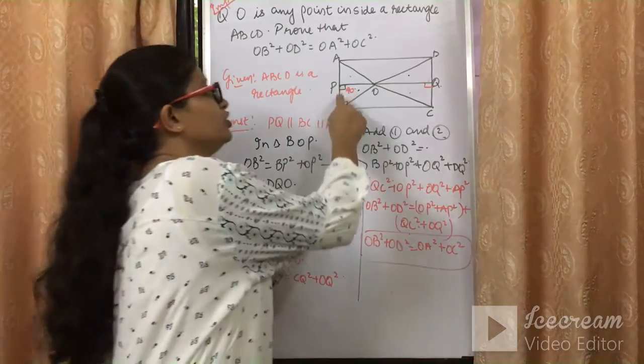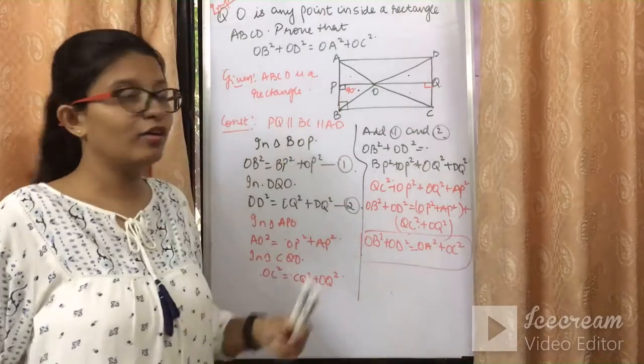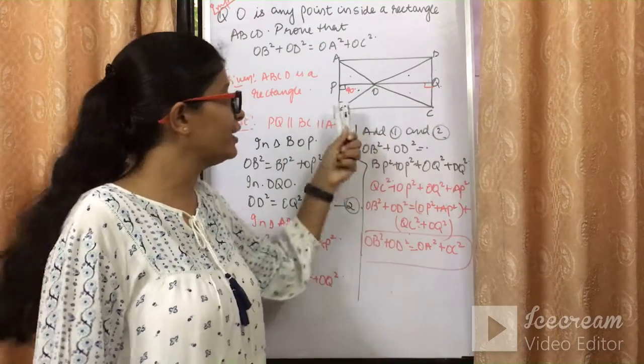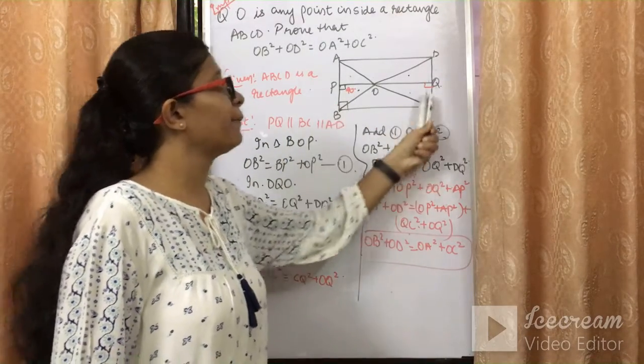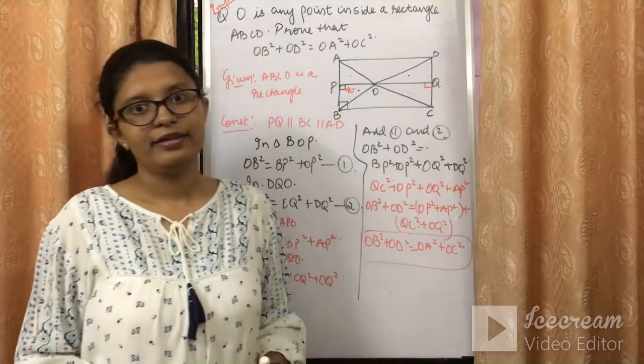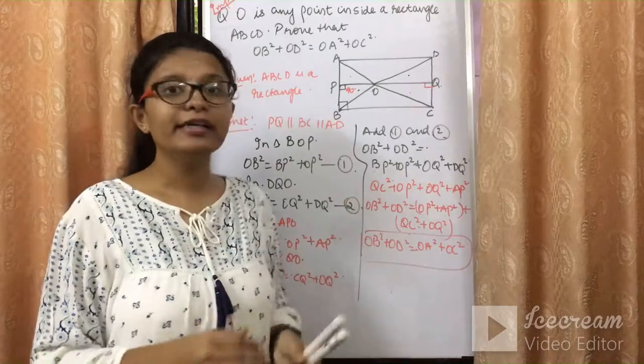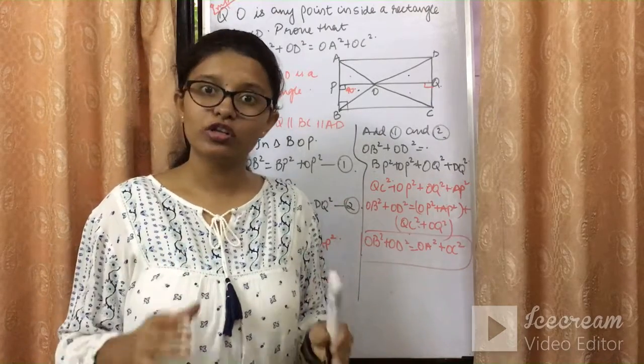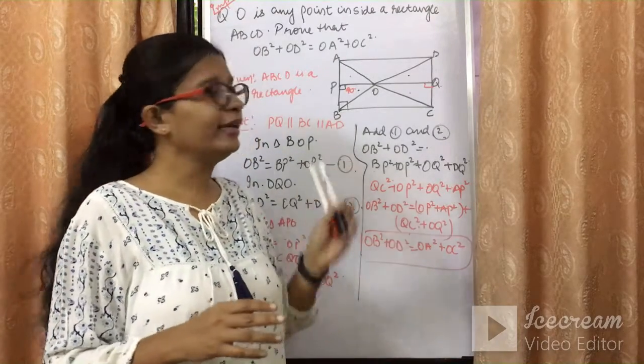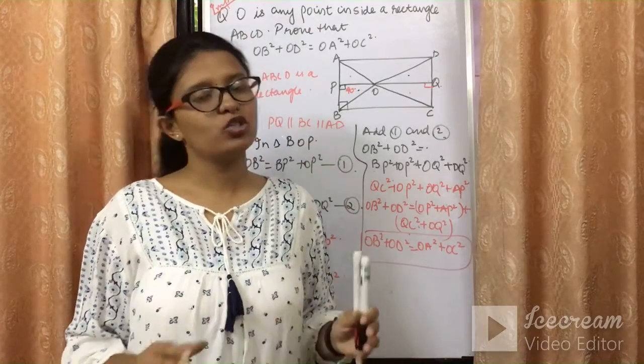So for that first you need to prove this is a rectangle. Until and unless you prove that it is a rectangle, you won't be able to prove BP आपका QC के equal है. So I hope you must have understood the sum. It was important, but it is short. It is not that lengthy. And if you really know the concept behind it, you can solve it easily.